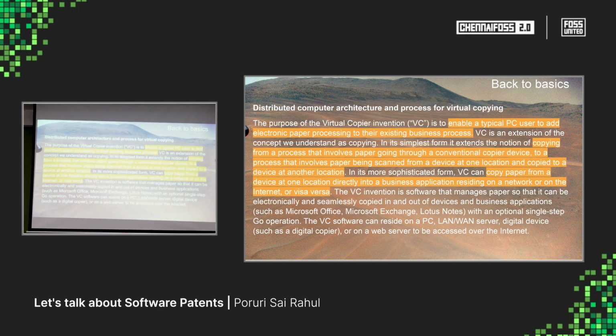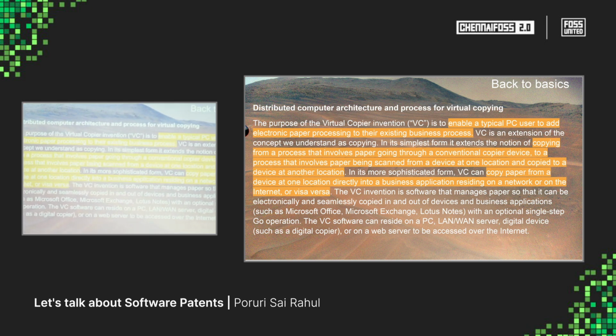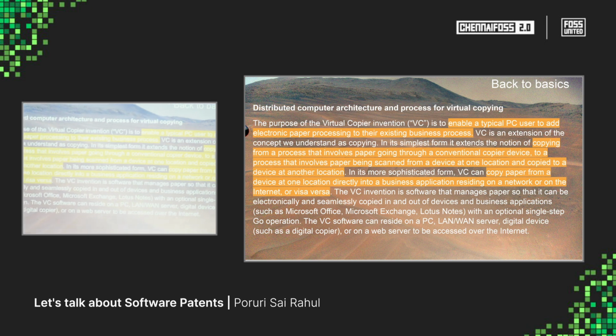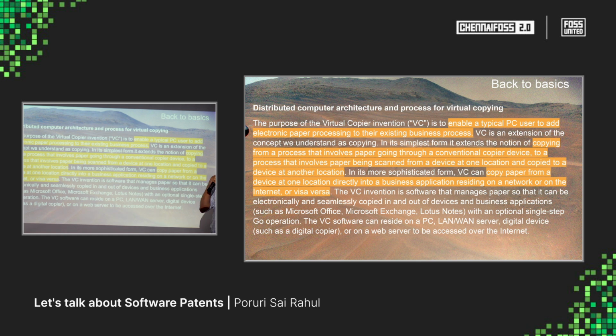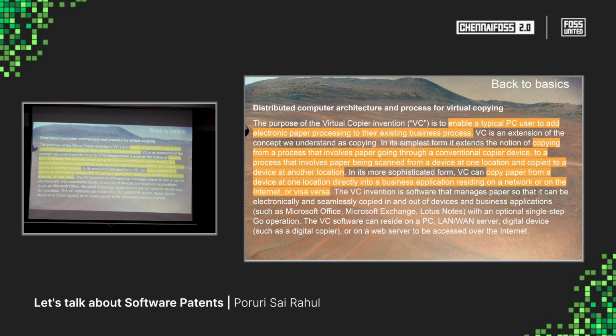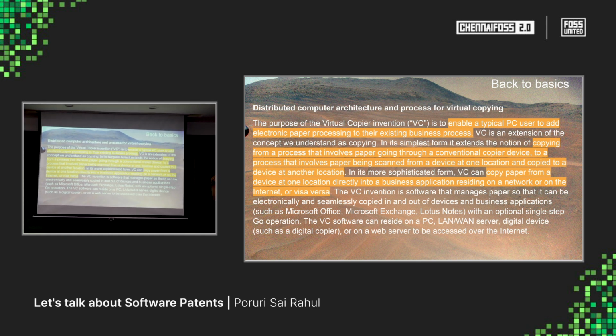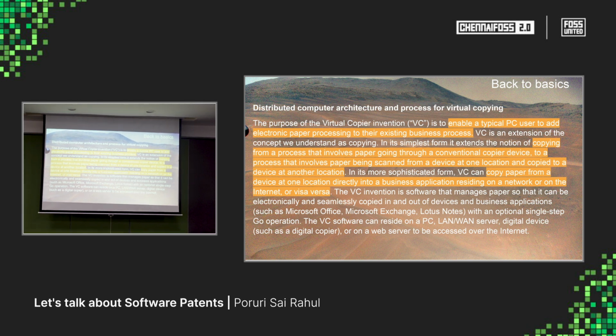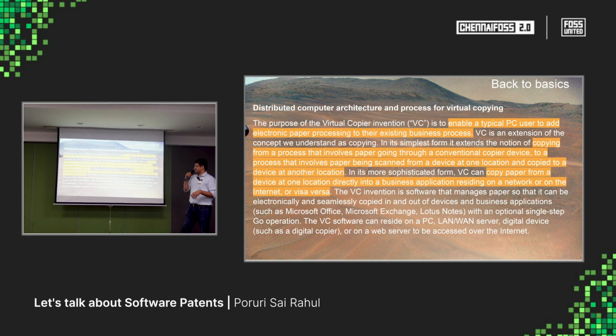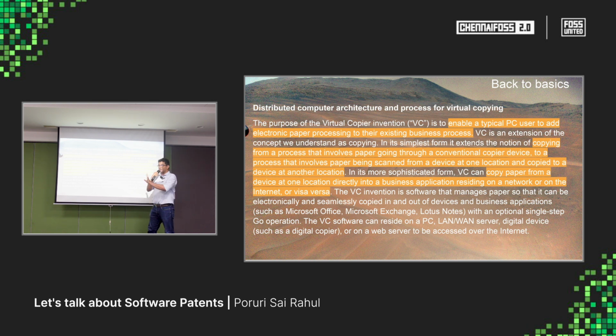That is the patent. Going further, they say they want to be able to copy from a process that involves paper going through a conventional copier to a process that involves paper being scanned from one device in one location to another location. And they're also saying they want to be able to copy from a device at one location directly into a business application which is on the network or on the internet. Like for example, you want to be able to copy directly into Microsoft Office or Gmail or something else. This is the patent. How many of you say this should be granted?